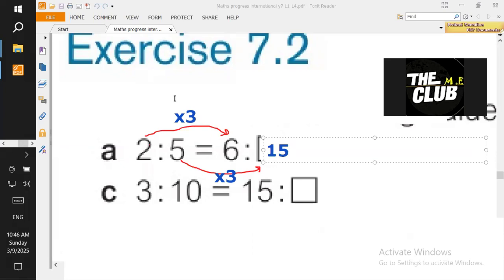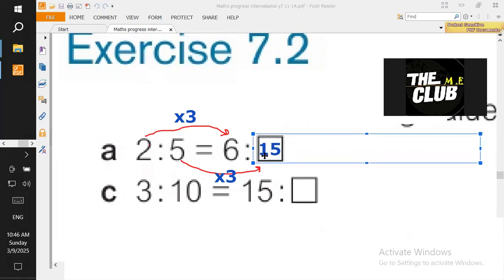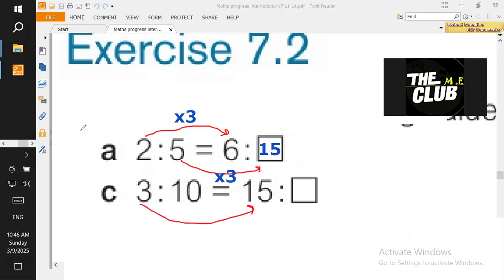Very good. Now, that's the idea of equivalent ratios. Check what happened to the first ratio, and then do the same to the other ratio. Same idea here. How did the 3 become 15? Very good. By multiplying by 5. I'm going to do the same here for the 10. So multiply the 10 by the 5. It will give me 50. And this is how you find equivalent ratios.